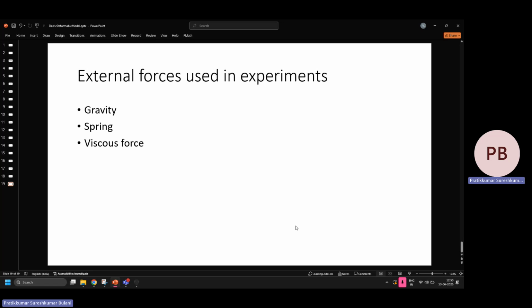Okay, so they have shown experiments and they have given the equations of all these forces in their paper. So they have shown experiments. And yes, that's it from my side. Any doubts?